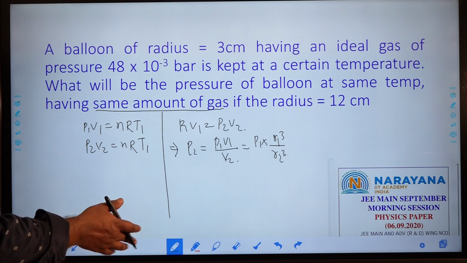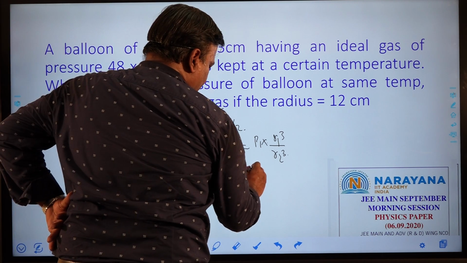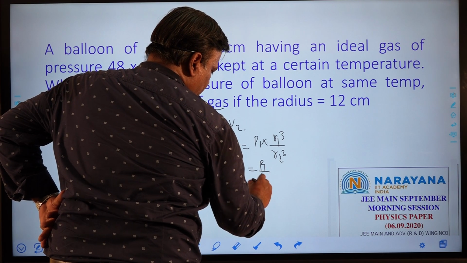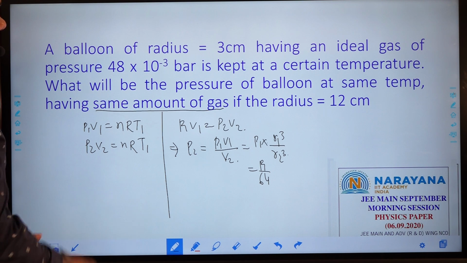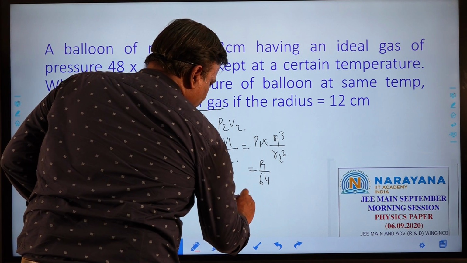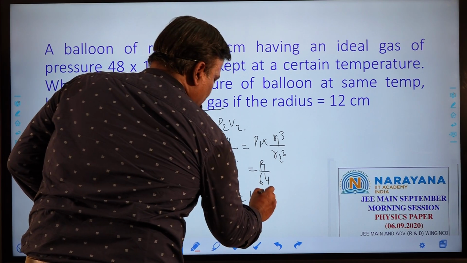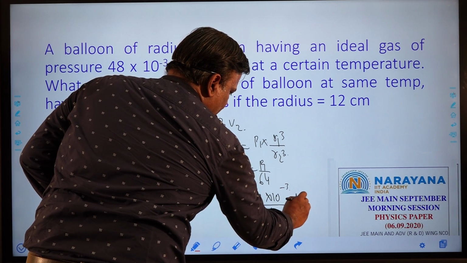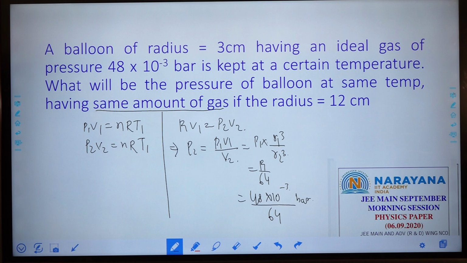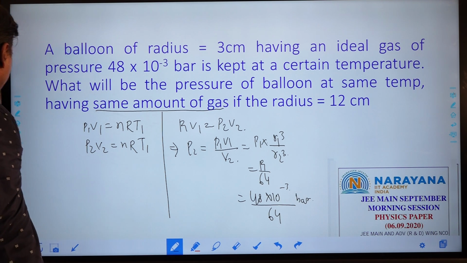So just you have to see what is the relation between R1 and R2. All of you can understand R1 by R2 is 1 by 4. So you get P1 divided by 64 because R1 by R2 will become 1 by 4 and 4 cube is 64. So we get P1 by 64, which can be written as 48 into 10 to the power minus 3 divided by 64 bar. 1 bar is 1 atmospheric pressure, which is 10 to the power 5 Newton per meter square. Again, it's a very simple question based on thermodynamical process, and we don't have to worry about how the temperature is changing because temperature remains constant. So this is the solution of this question.